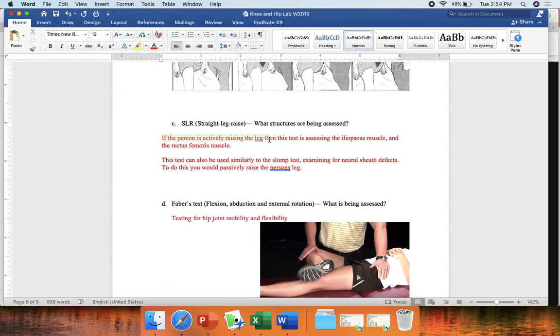So if the person is actively raising the leg themselves, then what you're doing is you're assessing the musculature in the hip, particularly the hip flexors, the iliopsoas and the rectus femoris. If you're doing it passively, then you could also use this test to assess the neural sheath, similar to the slump test. And so you can have it check for neural sheath defects. And if you do that, then you would passively raise the person's leg up, looking for pain at various points along that neural sheath. So either one of those, depending on how you use that straight leg test, is what you're going to be assessing for.